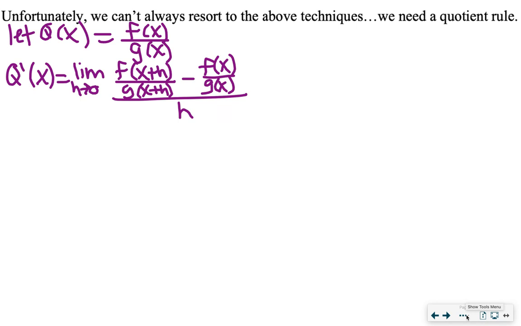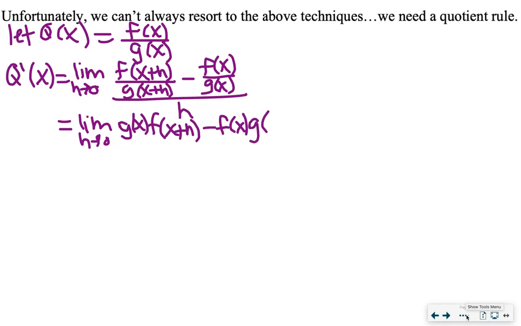Okay, well, let's find a common denominator for that numerator. Limit as h approaches 0. So I'm going to have g of x times f of x plus h minus f of x times g of x plus h all over g of x times g of x plus h, right? And that's being multiplied by my 1 over h.